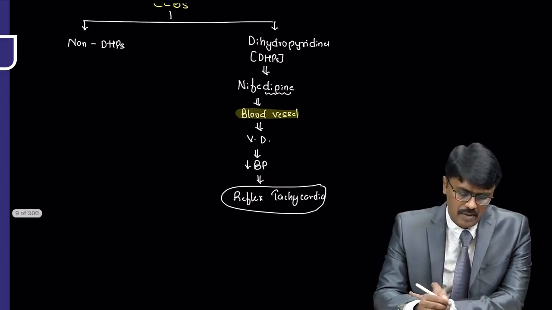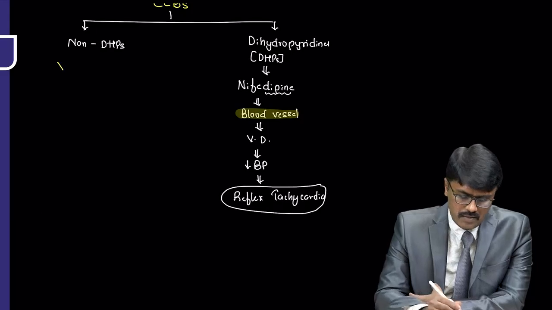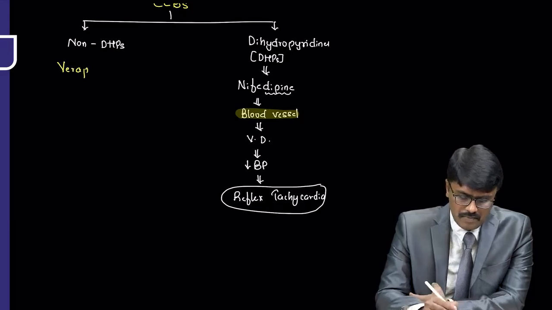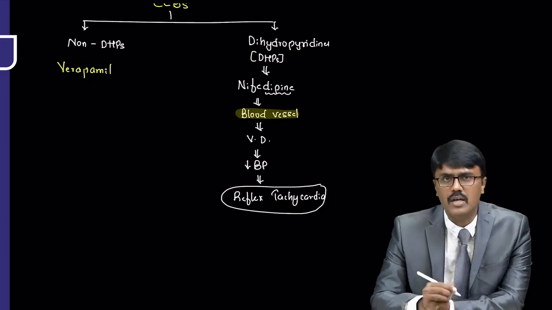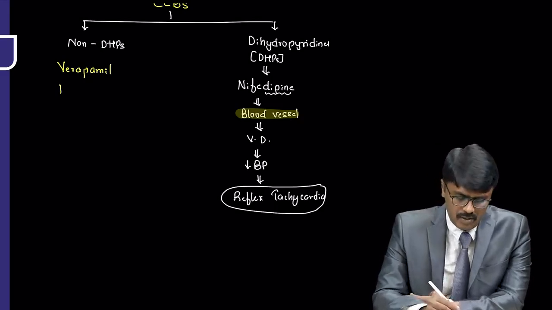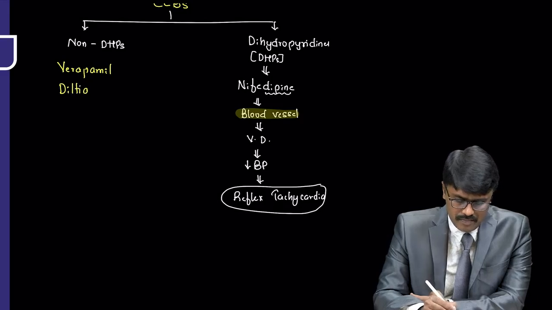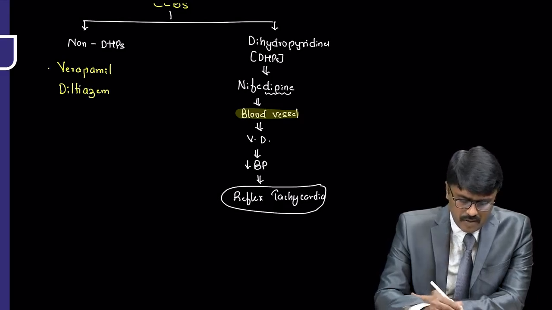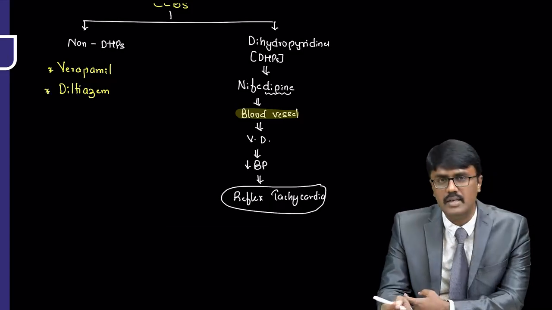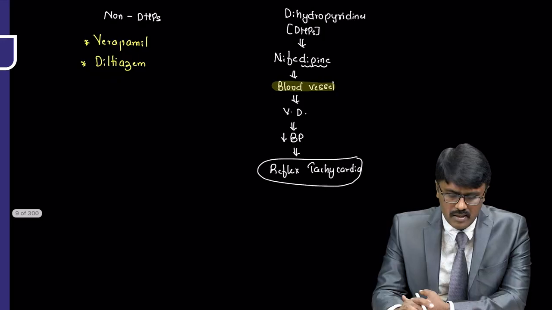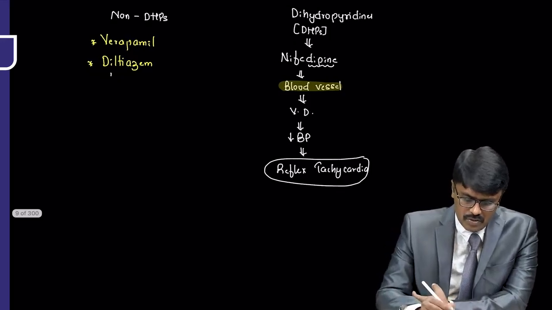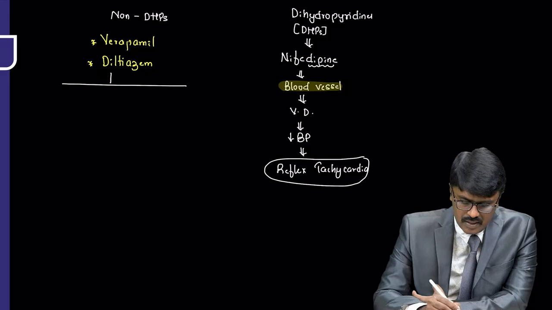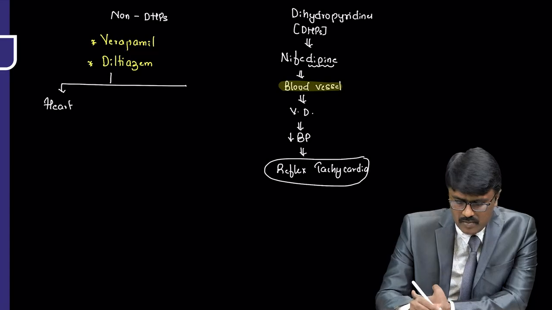Come to non-dihydropyridines, there are two major drugs. One is called verapamil, and one more is called diltiazem. Now these drugs have action on two tissues in CVS. One is in the heart and one is in the blood vessel.